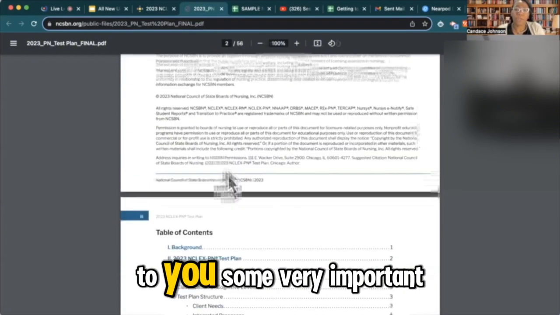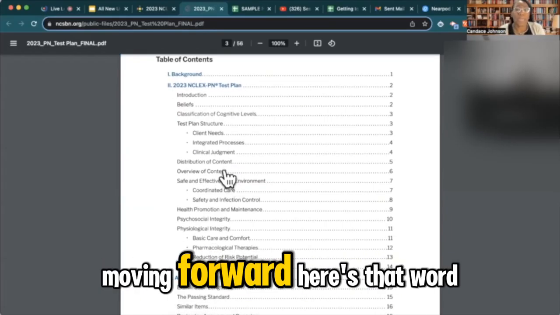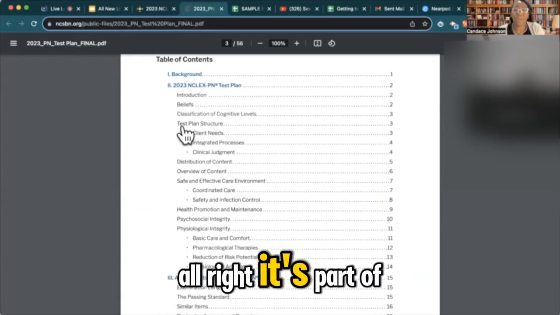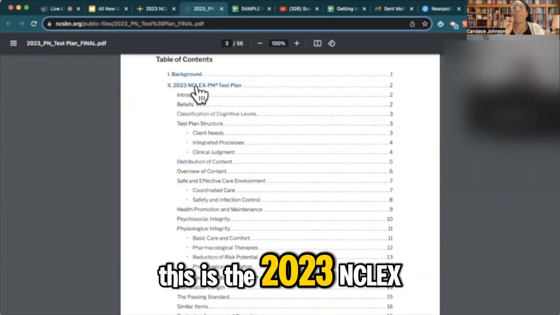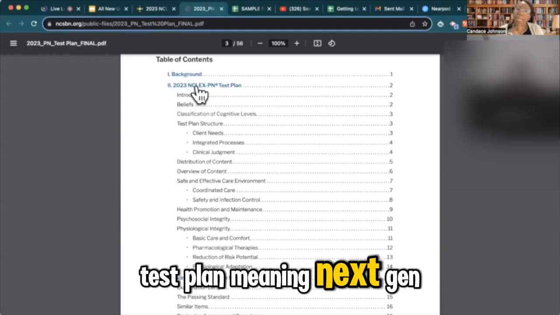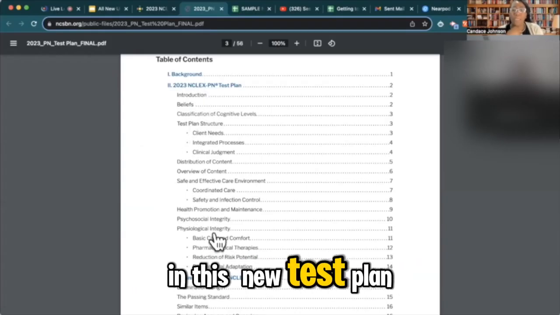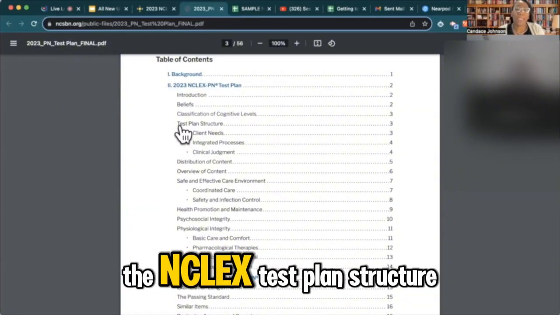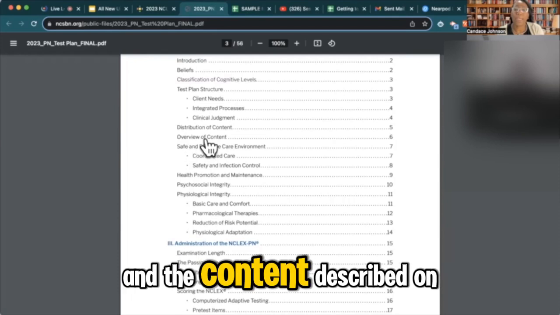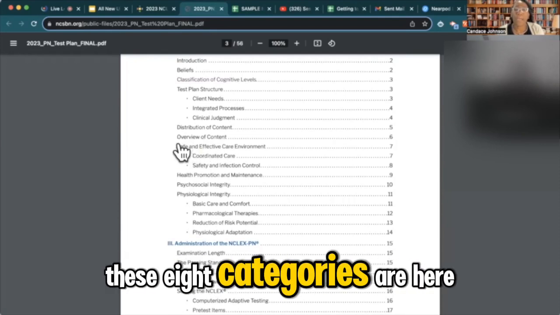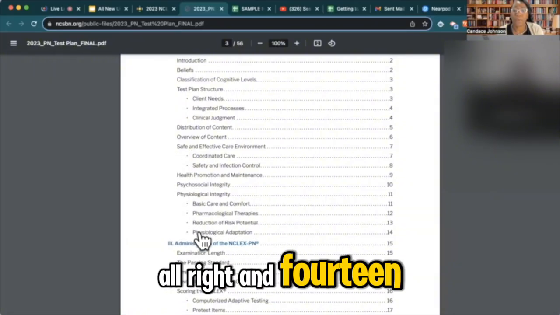But I'm going to point out some very important things that I believe you must know moving forward. Here's that word clinical judgment. It's part of the new test plan structure. This is the 2023 NCLEX test plan, meaning Next Gen is all included in this new test plan. The NCLEX test plan structure is basically 8 categories, and the content described on these 8 categories is between pages 7 and 14.